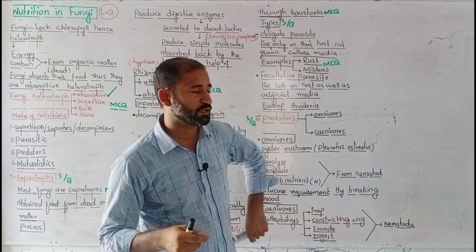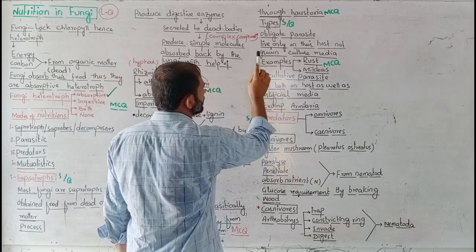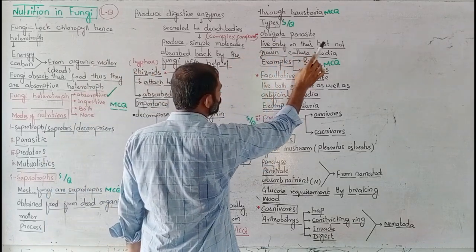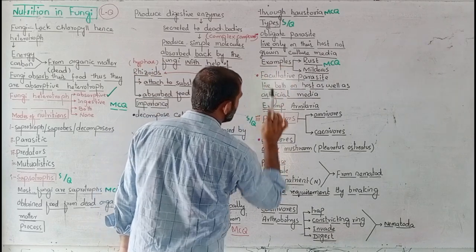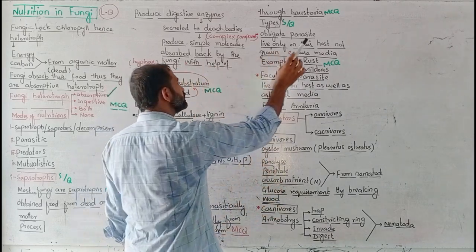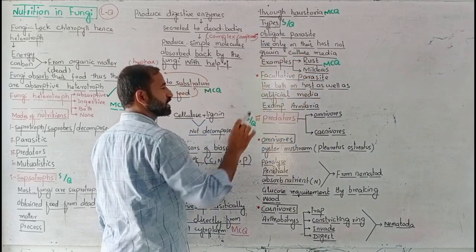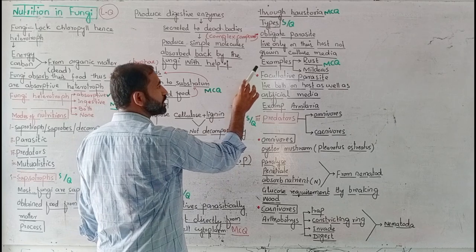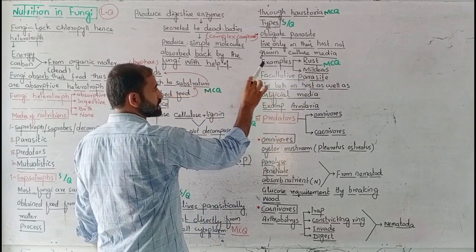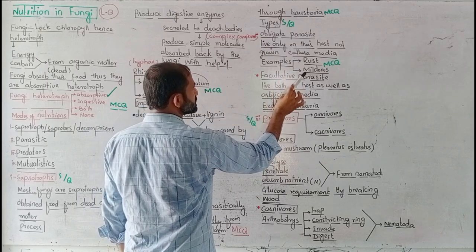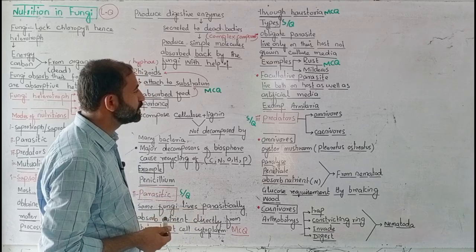Now we will look from here. Obligate parasites live only on their host and are not grown in culture media. We are not able to culture them in growth media. And their examples are most important MCQs. Rust and mildew are examples of obligate parasites. And next is the facultative parasite.